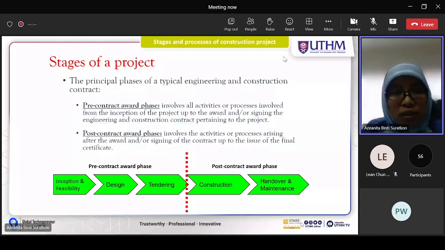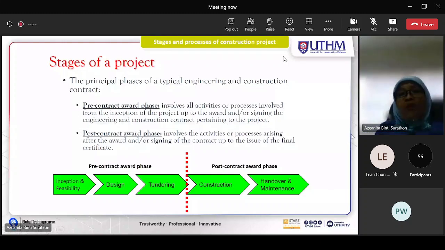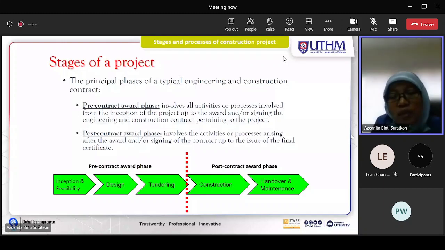Okay, so now we continue our chapter 1. So stages of a project. Okay, so basically there are two phases, pre-contract award phase and post-contract award phase.